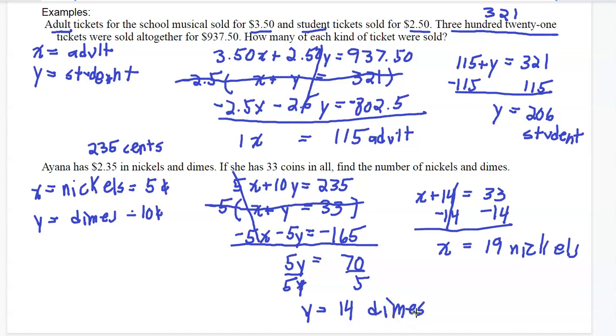Make sure that when you write your equations, you don't use 2.35. If you're going to use 5 for the value of the nickels and 10 for the value of dimes, make sure you use 235 for the total value. Same token, if you had quarters, you'd use 25. If you had pennies, you'd use 1. So make sure you're comfortable with those. That's something you are expected to know just from living in the United States at this point.